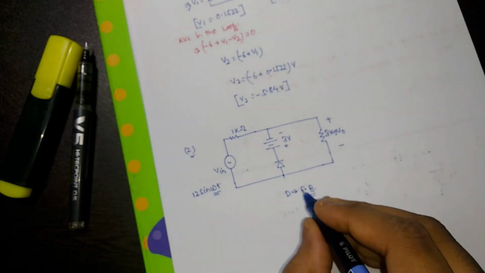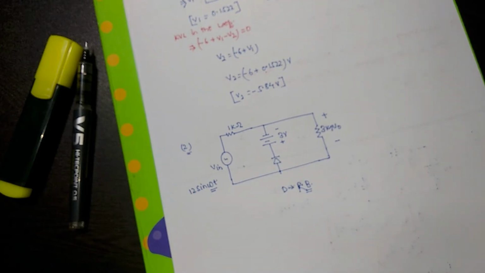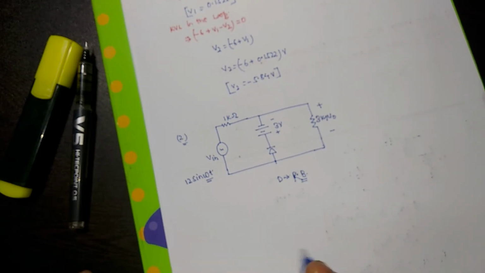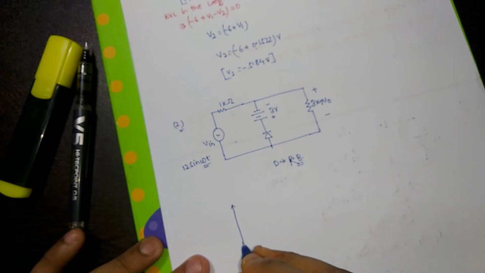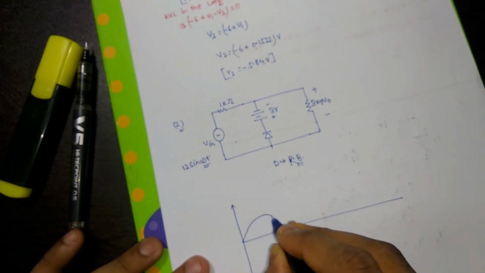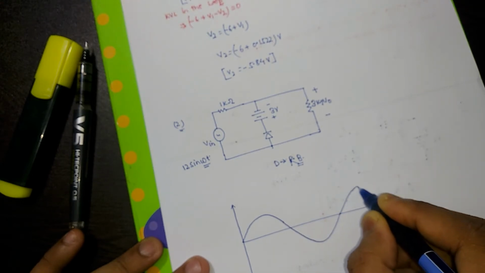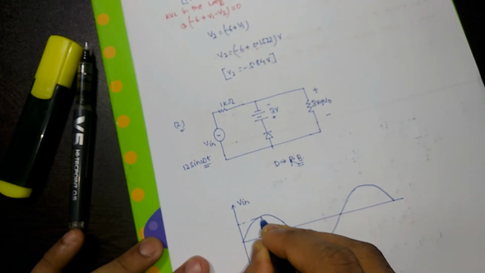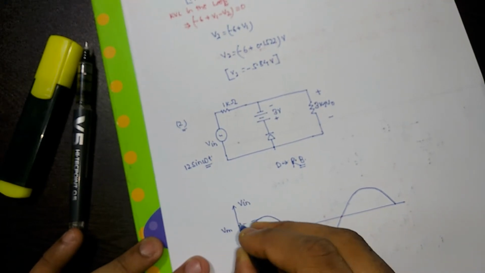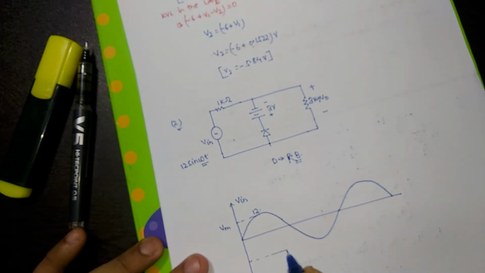or let's consider it's in reverse bias. The first condition is the reverse bias condition. When this diode will be in reverse bias, we will check the condition later, but first draw the given input. What we are giving as input is this, like V input. Vm is what? Vm is 12. This is 12. Okay, this is minus 12.